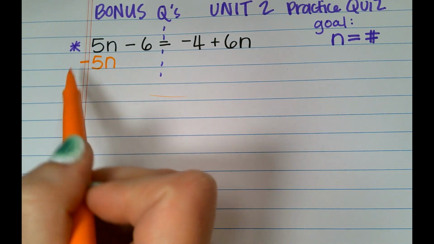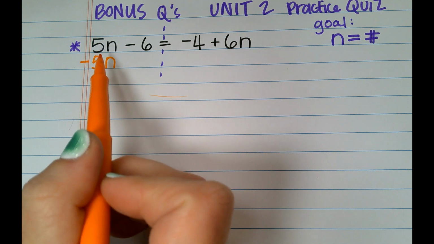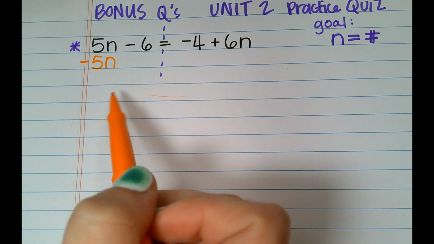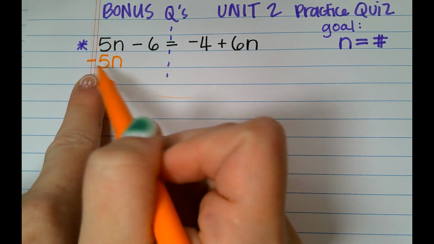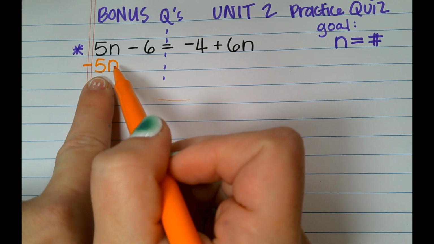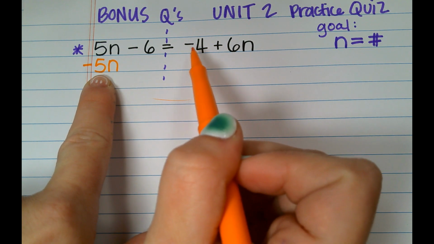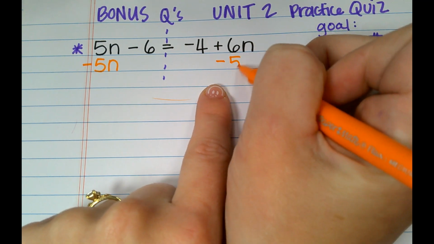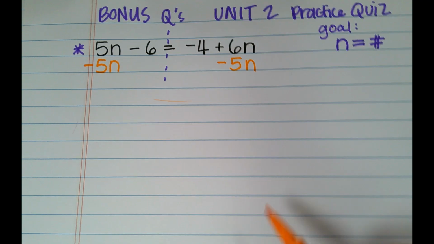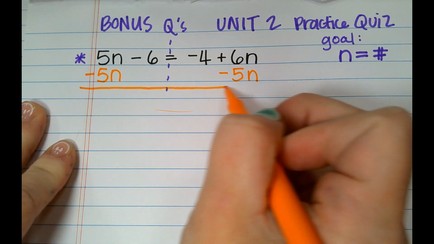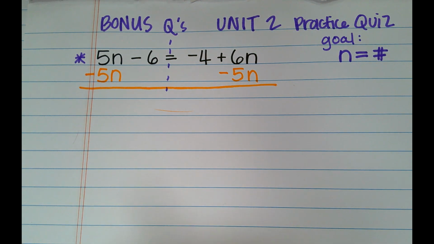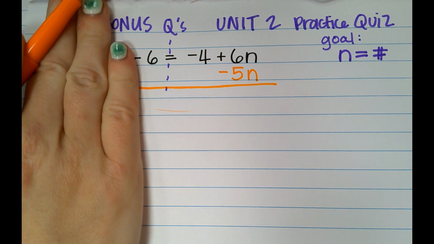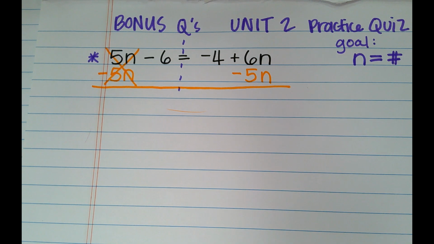So if I subtract 5n from this side, what do I need to do on the other side? The same thing. Now, here's where we got to be careful and only subtract it from like terms, which is 6n. I can't do it under the -4. I have to do it under my 6n. So minus 5n. You see that? It's going to work. And then I'm going to draw a line. Cancel the 5n's. So now I will have my n's on one side of the equal sign.